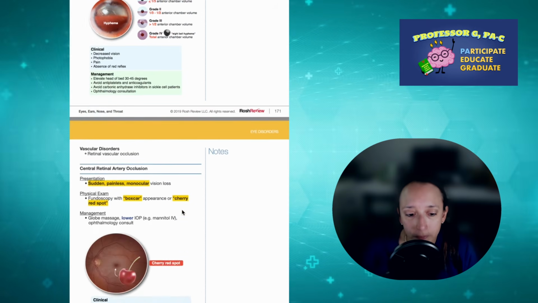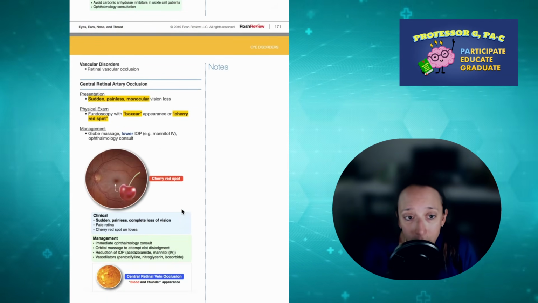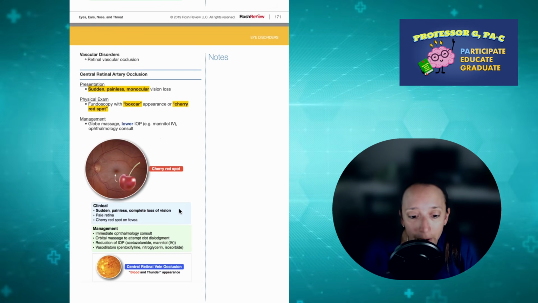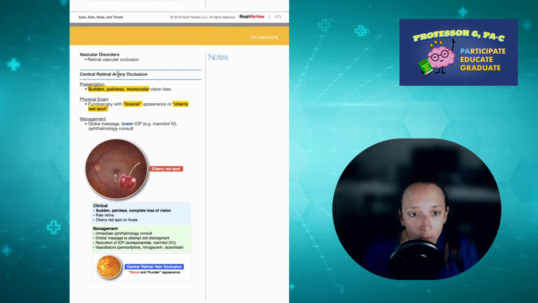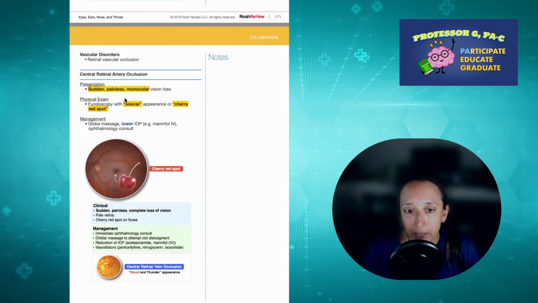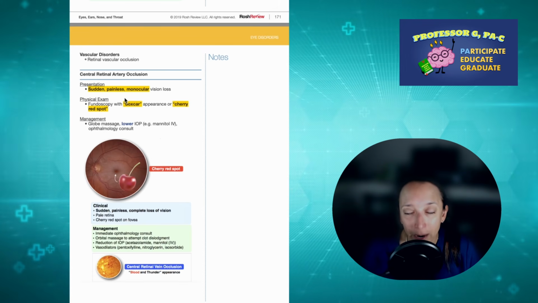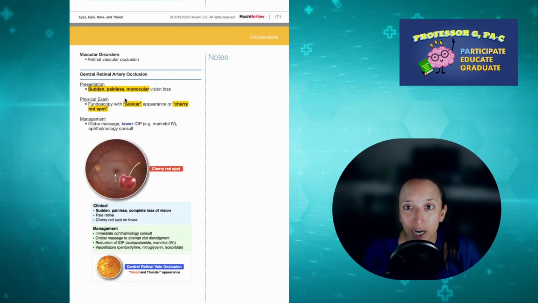And get the ophthalmology consult. Vascular disorders, so this is occlusion of the vessels that go to the eye. We have CRAO and CRVO. Central retinal artery occlusion is going to be a sudden painless monocular vision loss. It's kind of like a TIA of the eye, or amaurosis fugax, that is not transient.